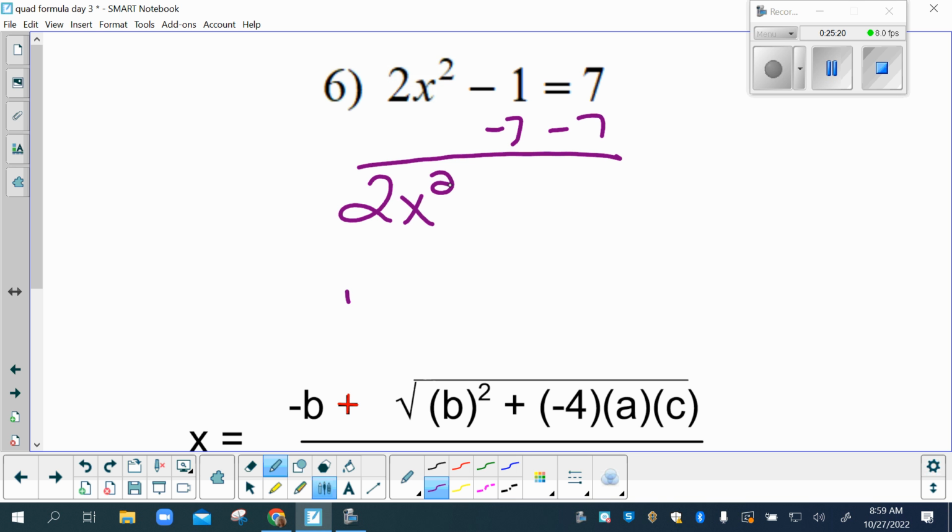2x squared minus 8 equals 0. Look, I'm missing the middle guy. So I'm going to put plus 0x there. Does that make sense, right?